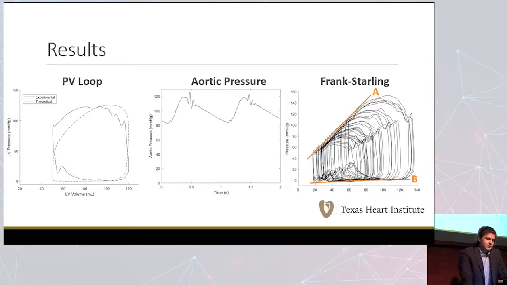And the Frank Starling curve, we actually were able to obtain this Frank Starling curve by slowly adjusting preload of fluid into the left ventricle as we ran continuous pressure volume loops. And as you can see, as preload increased, so did cardiac output, which is promising.